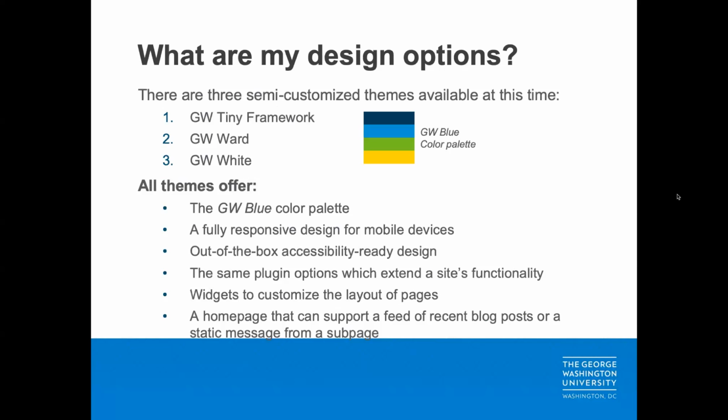And then in addition to that, we wanted to make sure from a content management standpoint for you guys, how customizable were they as far as what your home pages would look like. So some themes will only support having a blog feed on the home page. Some themes will only support having a static message on the home page, like from a sub page. So we made sure that we picked themes that could do both. And then everything else out of the box they share is the GW Blue color palette. So you can see an example of that there up on the right.